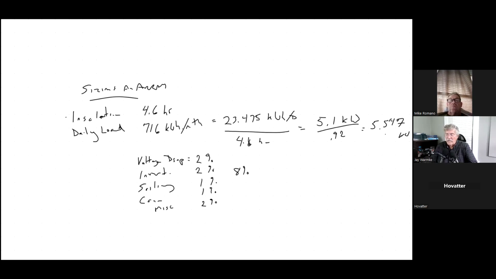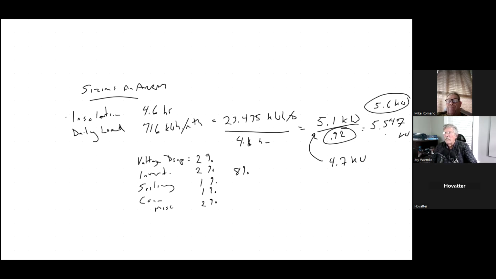So oftentimes a mistake pops up where you take that 5.1 and you multiply it times 0.92, and you're going to end up with a 4.7. Well, if you get a number that's smaller than the original, you screwed this up. You should get a number that's bigger. In this case, we're going to say about a 5.6 kW.